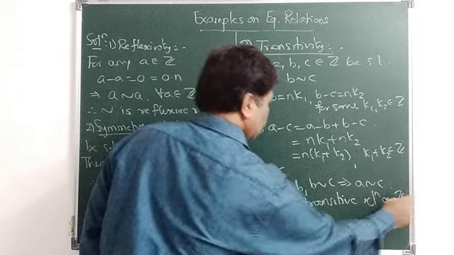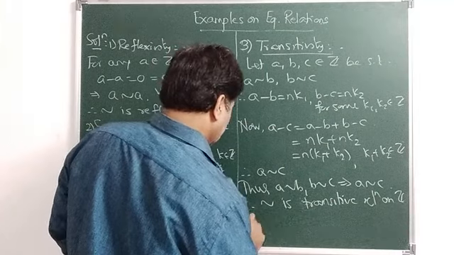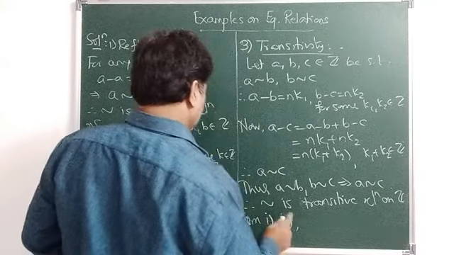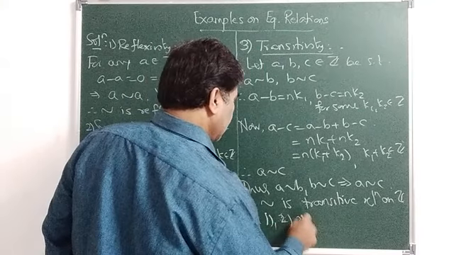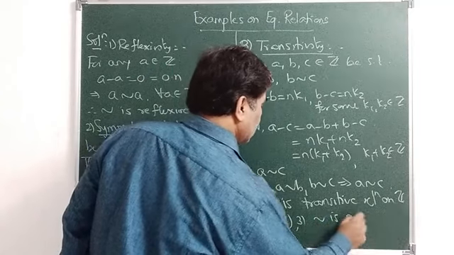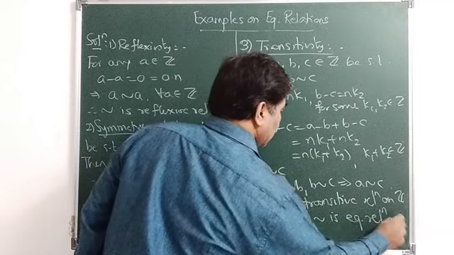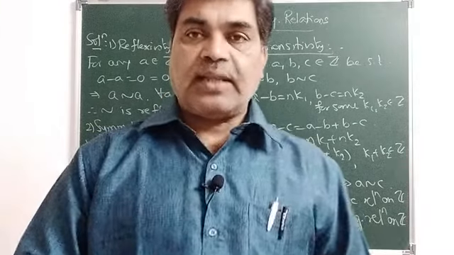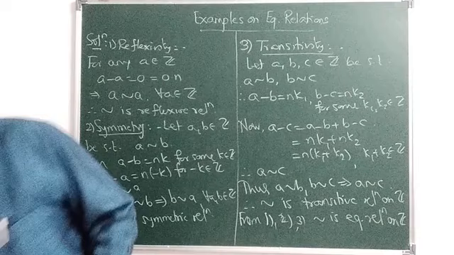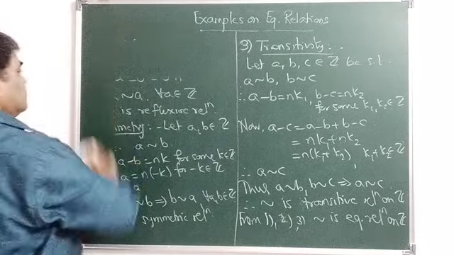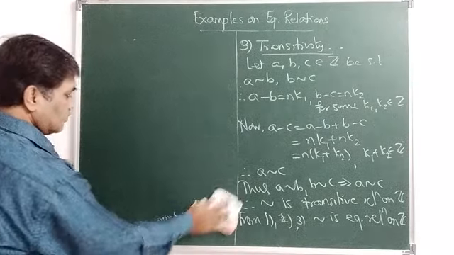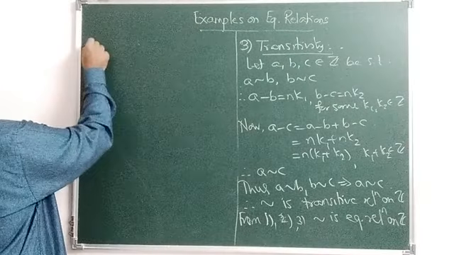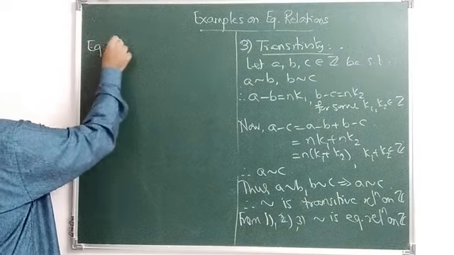on Z. From 1, 2, and 3, it is reflexive, symmetric, and transitive. I have given this numbering, so it is an equivalence relation on Z. Once it is an equivalence relation, then we have to find out its equivalence classes. We have to describe the equivalence classes.